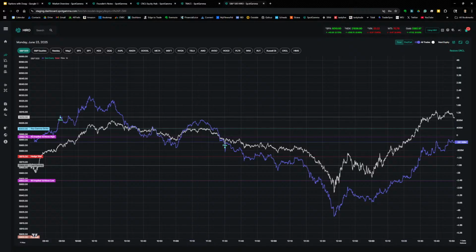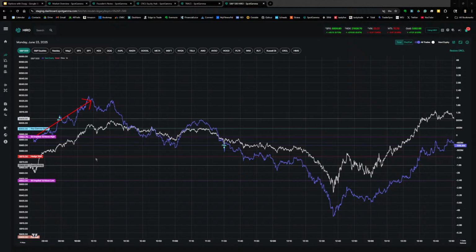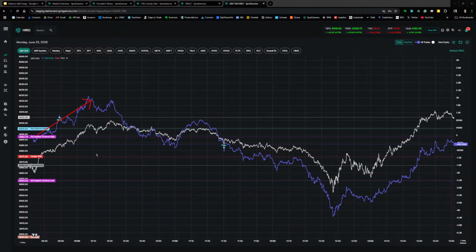So a rising Hero signal indicates traders are taking positive delta options positions. They are buying calls and/or selling puts. Market makers take the opposite side of those trades, and they have to buy ES futures to hedge their delta exposure. And a falling Hero signal, just the opposite. Traders are buying puts and/or selling calls. Market makers, again, take the opposite side, and they have to sell futures to hedge their delta exposure.